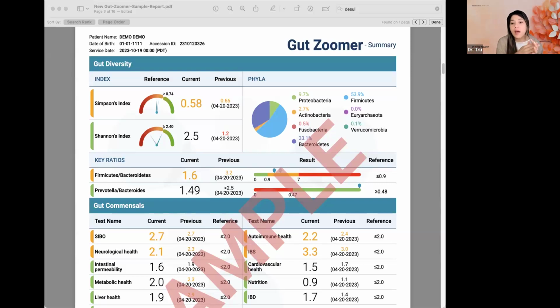On the other hand, you have Simpson's index. This index places a greater weight on species evenness: how evenly distributed each strain of bacteria is among the population living in your gut. It takes into account the number of species present, as well as the relative abundance of each species. It's on a scale of 0 to 1. The lower the number, the less diversity.